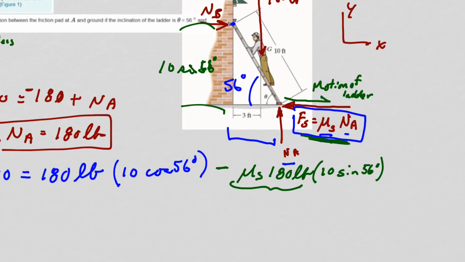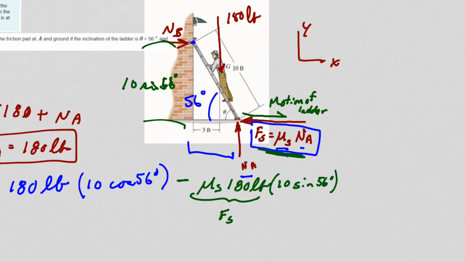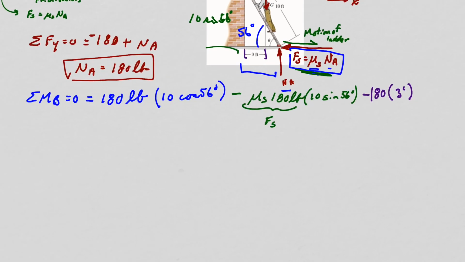Note that this is our Fs. Last, we have then the moment due to the man standing on the ladder. So that will be a negative moment of 180 times the moment arm of this 3 feet. The only unknown in this equation is this mu s. So now we should be able to solve this.